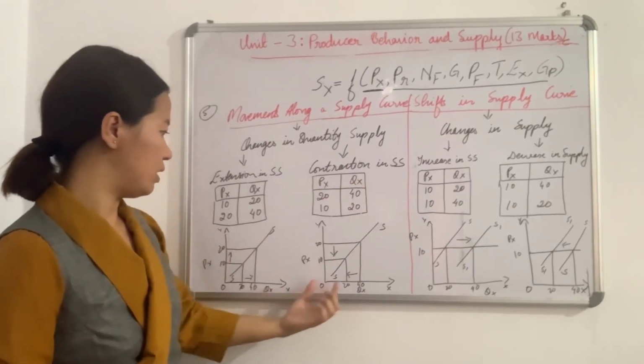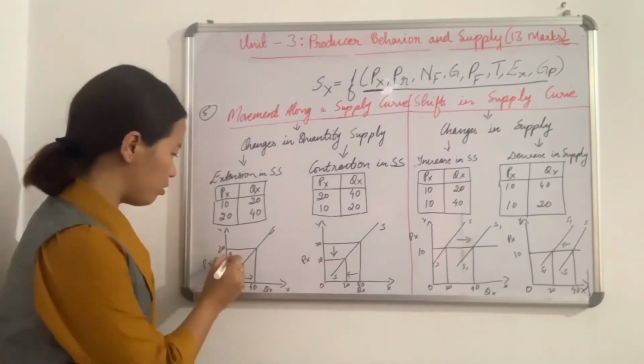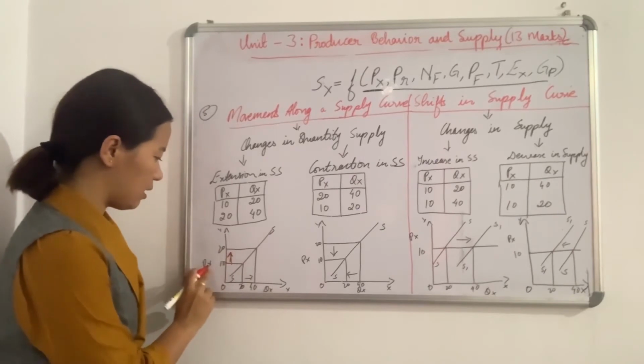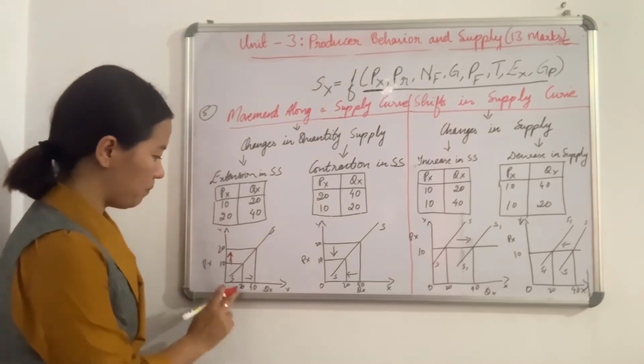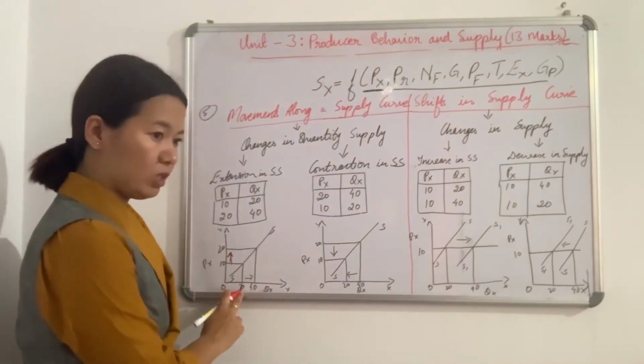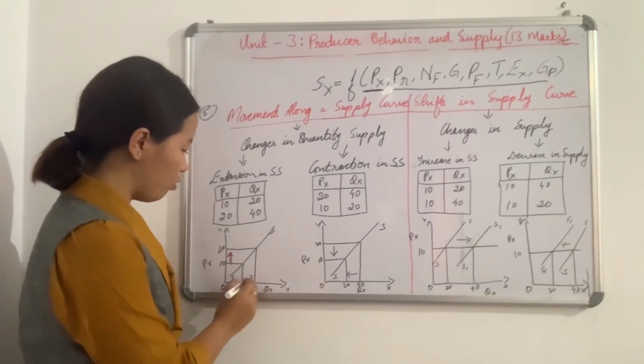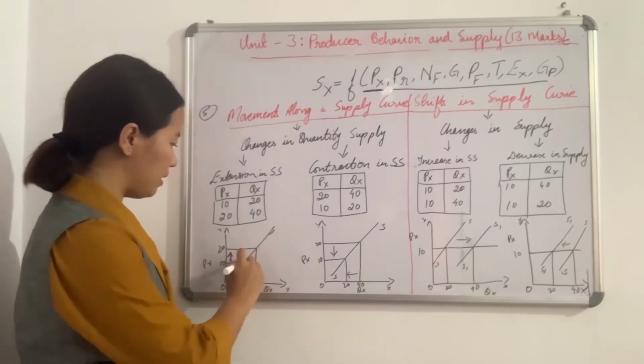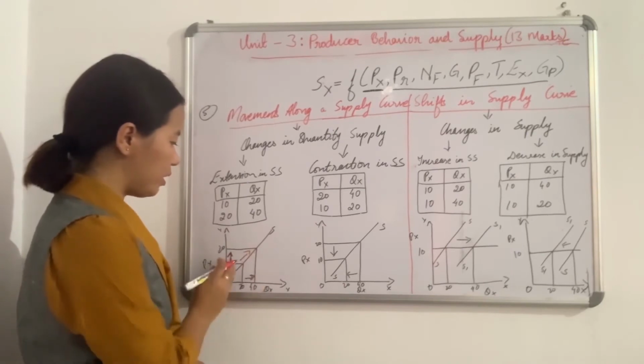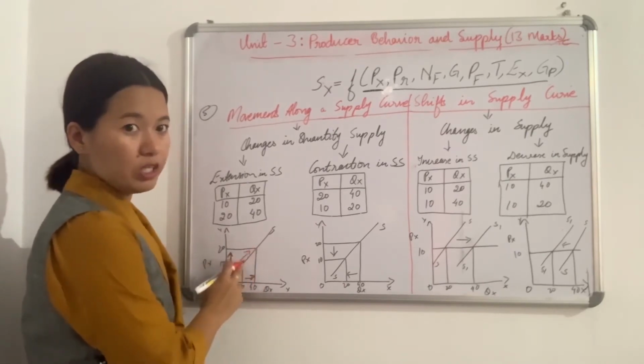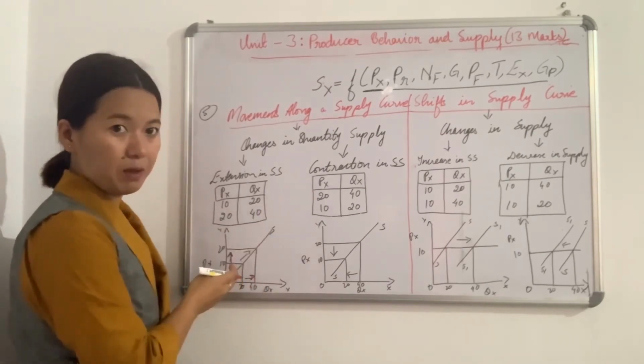From the diagram, we can see that when the price of good X increases from rupees 10 to rupees 20, there is an increase in quantity supply from 20 units to 40 units. So what happens is the supply curve moves upward along the same supply curve.